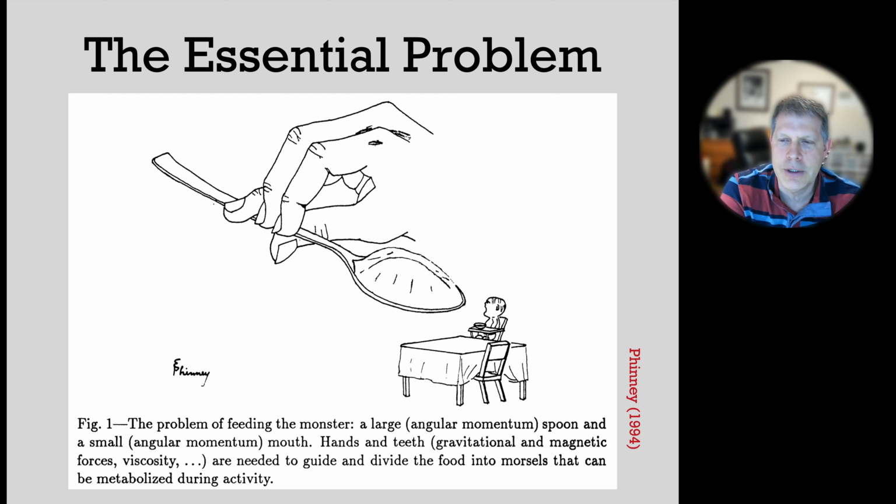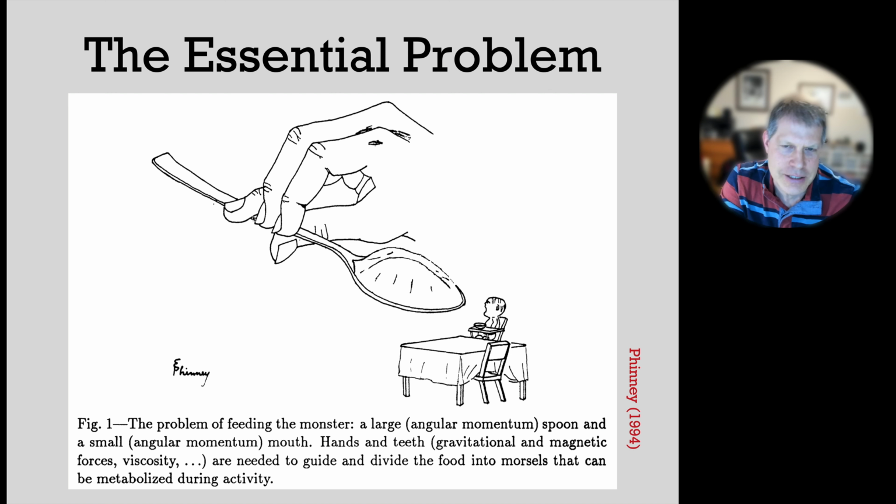One essential problem is shown from this nice cartoon here. This is the essential problem of feeding the monster. The point is that gas, cold gas, that a supermassive black hole might want to accrete out in a galaxy has much higher specific angular momentum than is allowed for it to be able to accrete. And so this diagram is showing a large angular momentum spoon and a small angular momentum mouth of a baby here in a high chair.